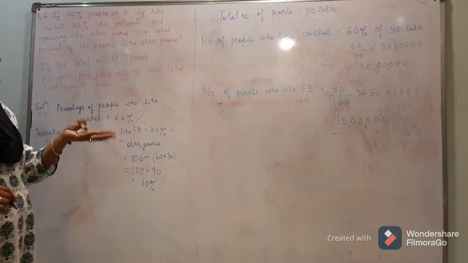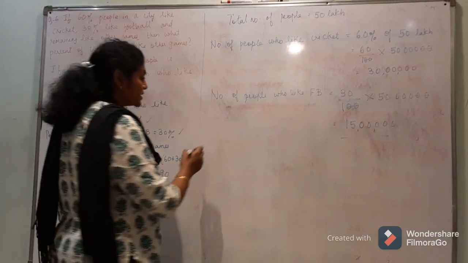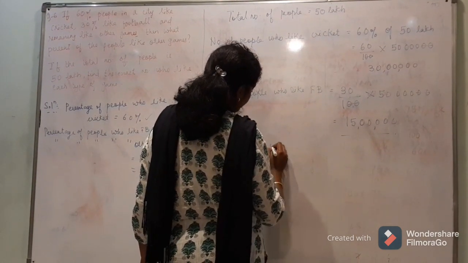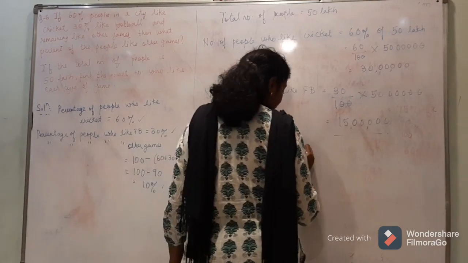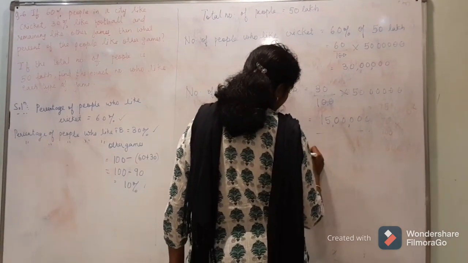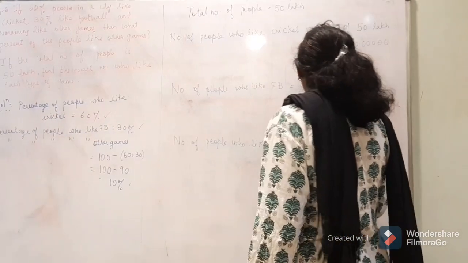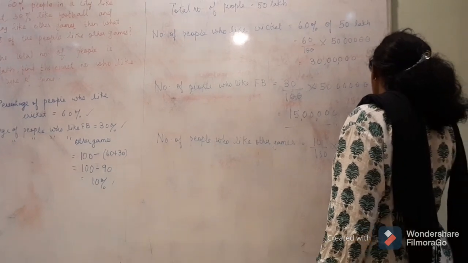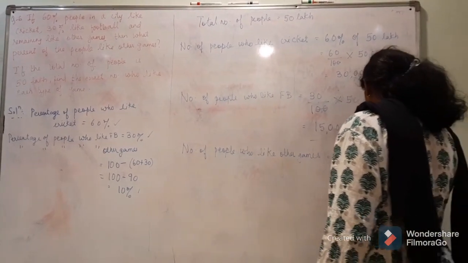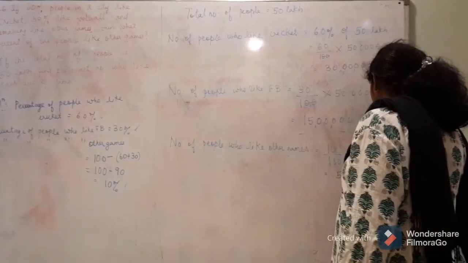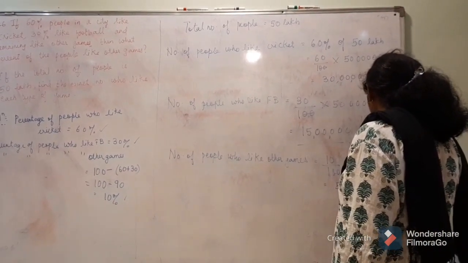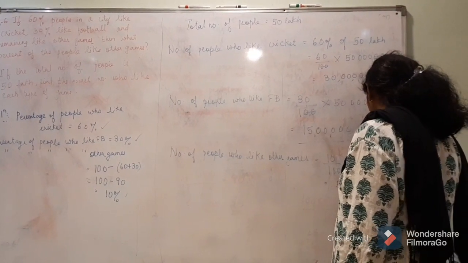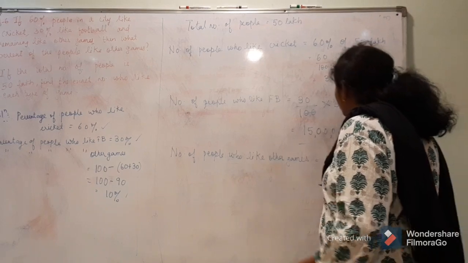अब मुझे निकालना है नंबर ऑफ पीपल हु लाइक अदर गेम्स. सो दैट इज यू नो परसेंटेज इज 10%. सो 10 by 100 into 50 lakhs. So that is 5 5 50, 5 ones are 5. तो ये आएगा 5 lakhs.